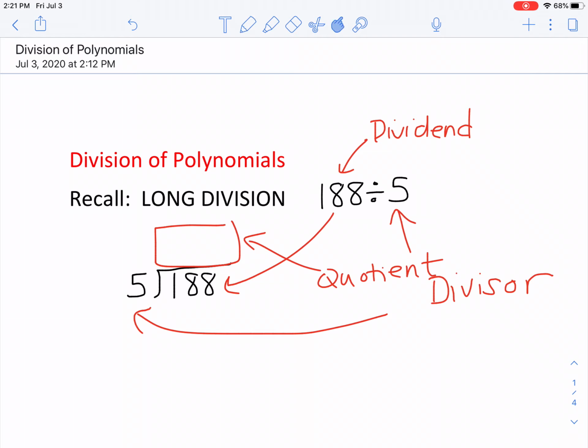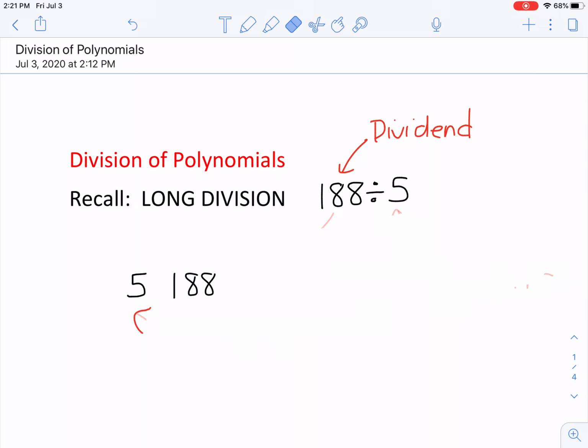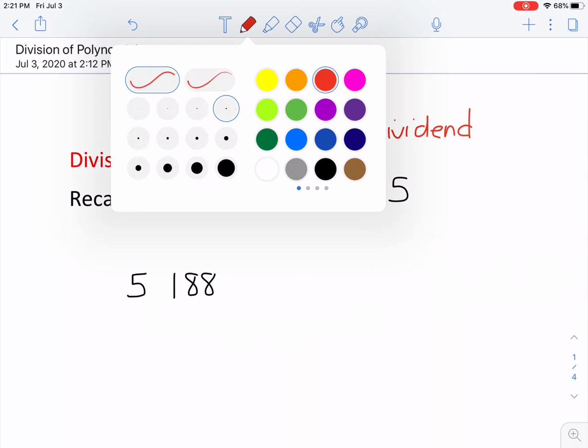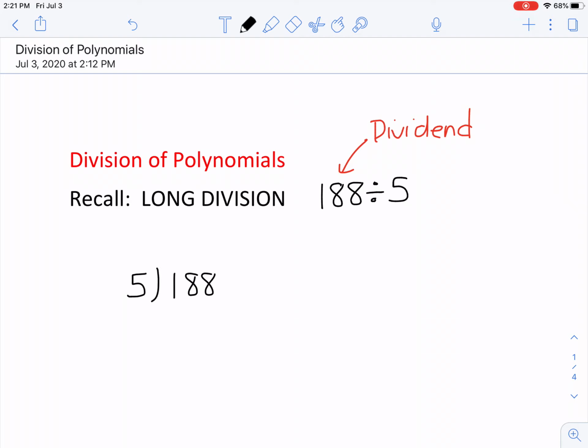So what we do when we are doing long division is we start by looking at how many times does 5 go into 18. So how many times does that divisor go into 18? So 5 goes into 18 3 times, because 5 times 3 would be 15. And that's going to leave us with 3 left over.